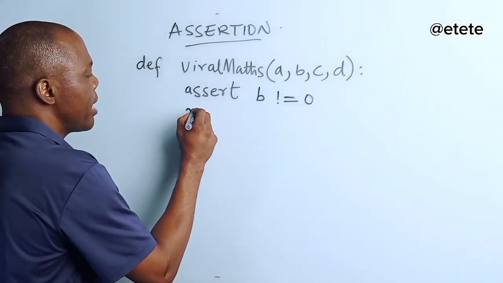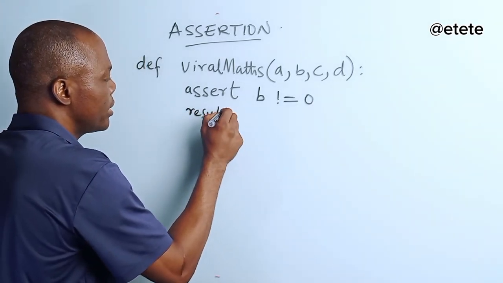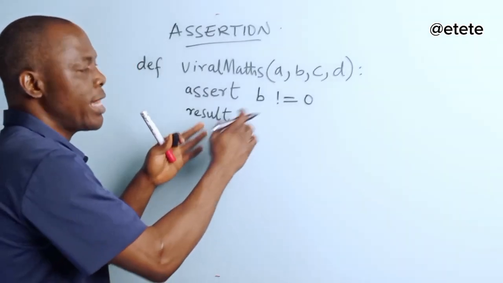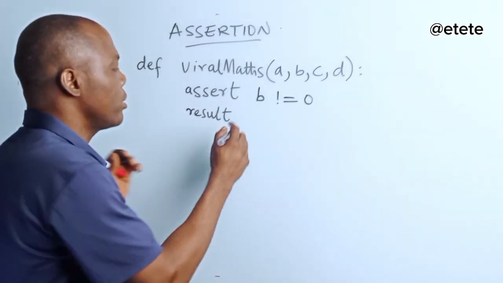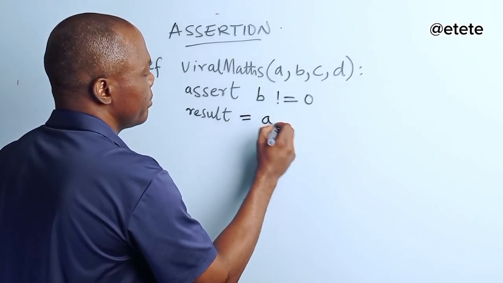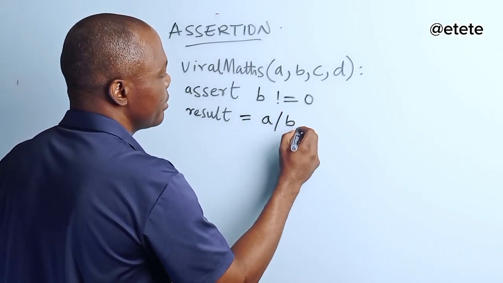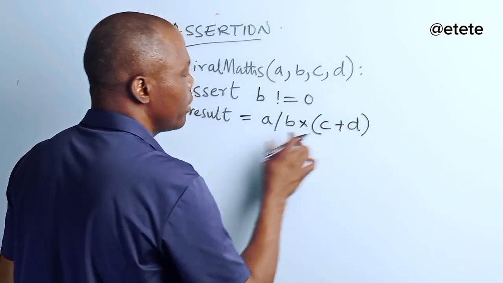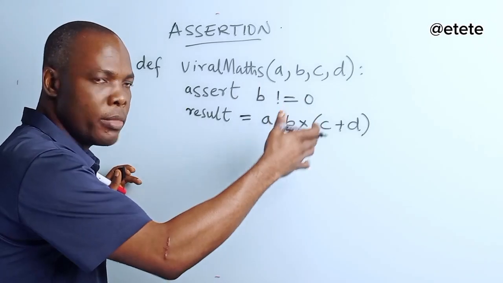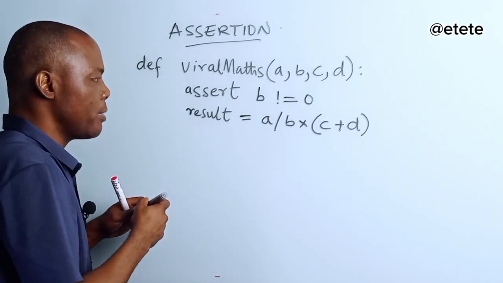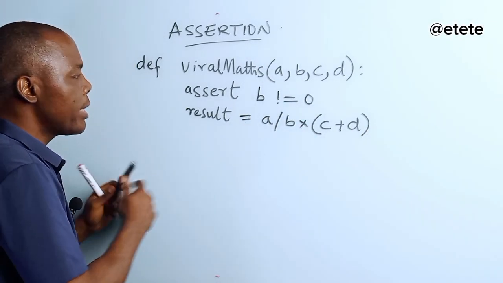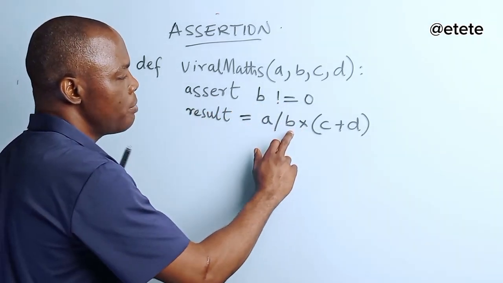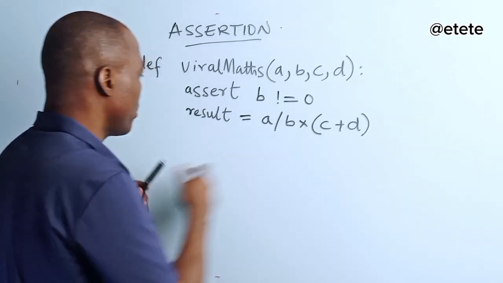Then I will now come here and I will say result. I will create a variable result that will hold the value that will be gotten from the calculation. So here I will say A divided by B, multiply, then C plus D. We've done this a lot. So by now, if you have been following me, you will have understood this expression that we are putting out here. Assert B not equals to 0. Result, A divided by B, multiply, then parenthesis, C plus D.